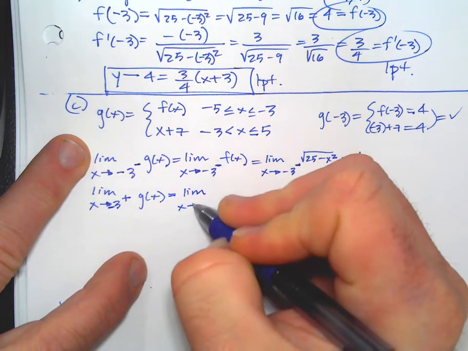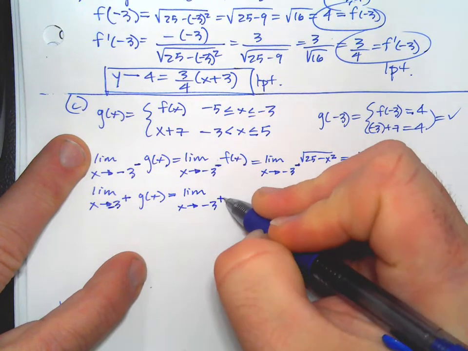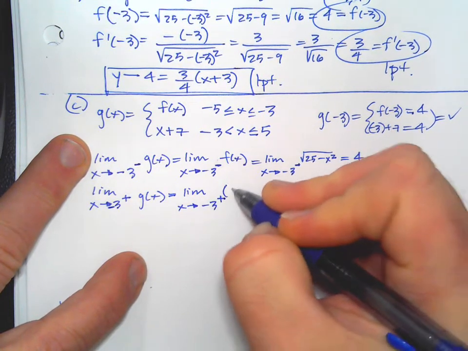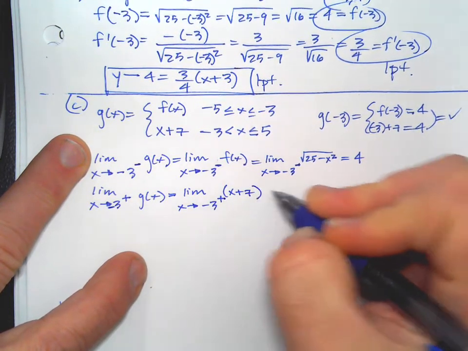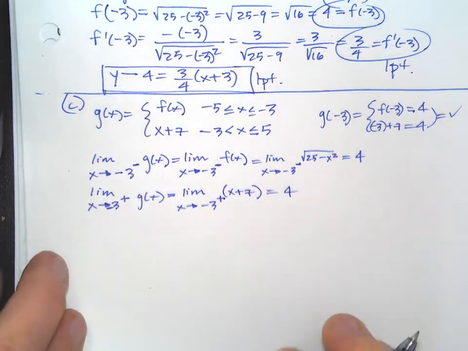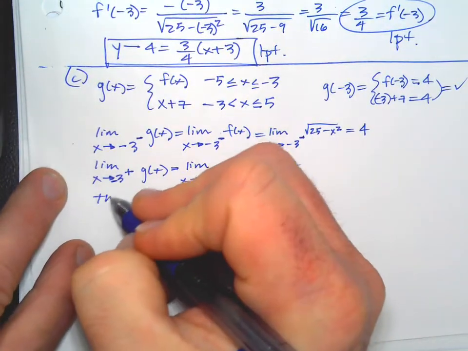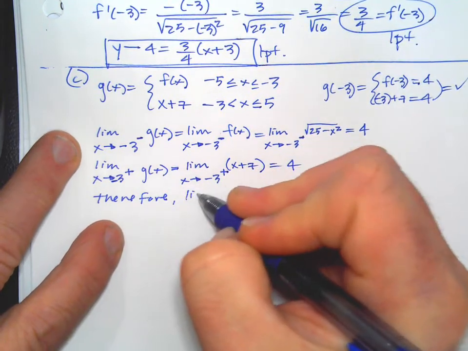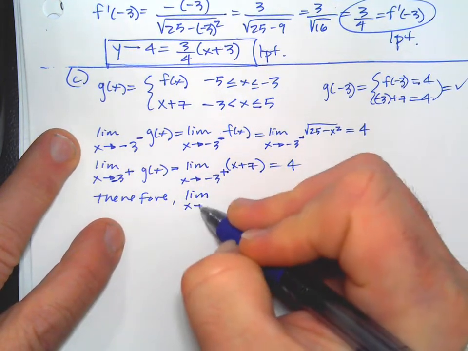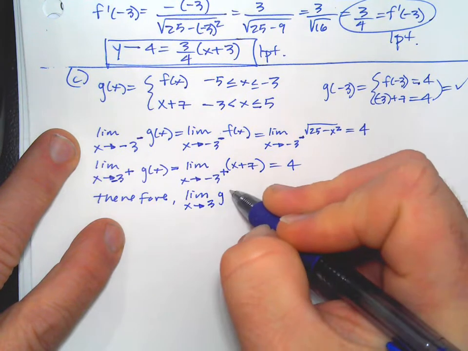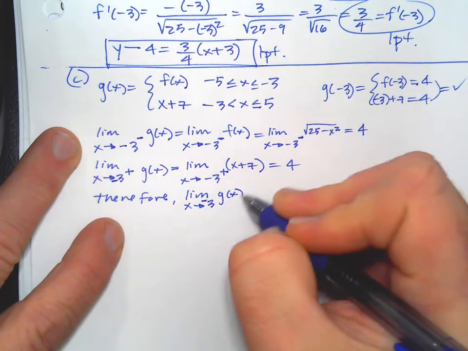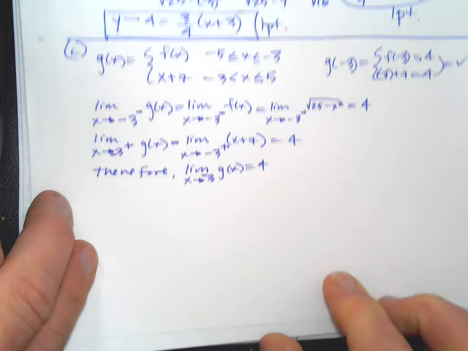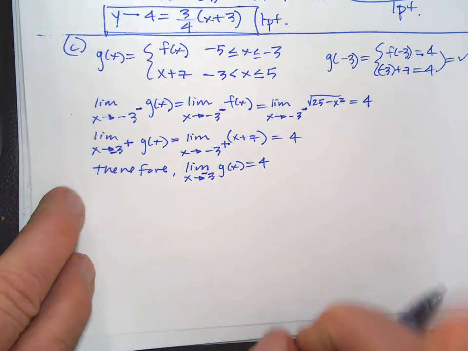So as x approaches -3 from the right side, you have to use the superscripts. g of x on that side is x plus 7. And so that's going to give you 4. Which means that since they agree, therefore, the overall limit as x approaches -3 from both sides of g of x is 4. We're not done yet. That just proves that the limit exists, and that's the value.